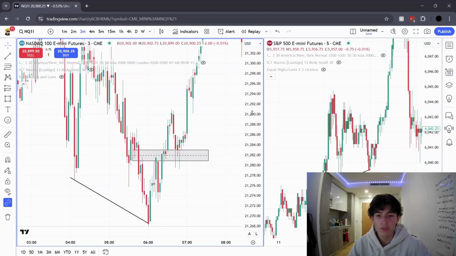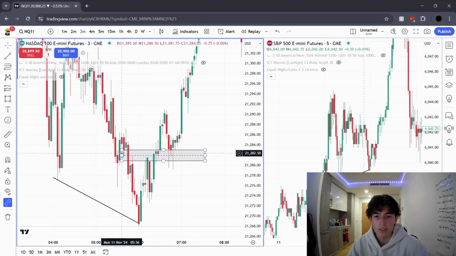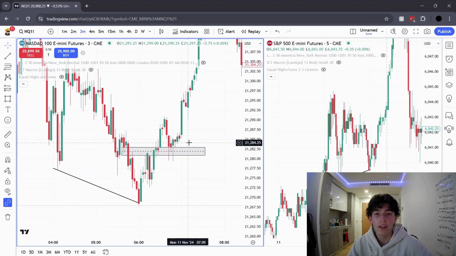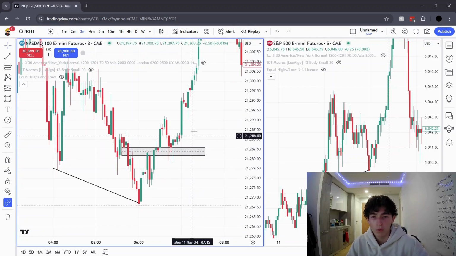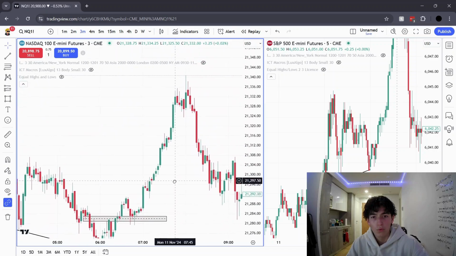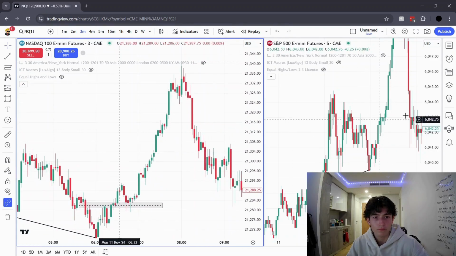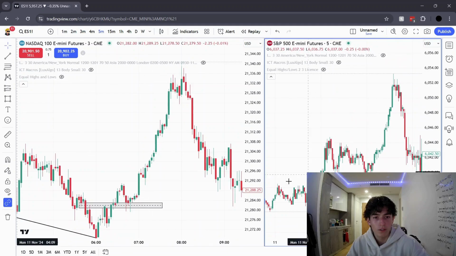My strategy is inverse fair value gaps. So I see that in the 3-minute, it broke above it. So now that tells me, okay, we're most likely going to go up. And what do we do? We rally all the way up right here and take out these highs. And we do the same thing here.